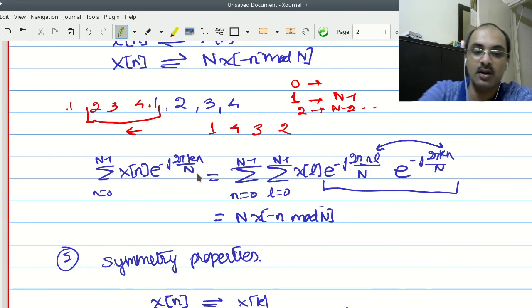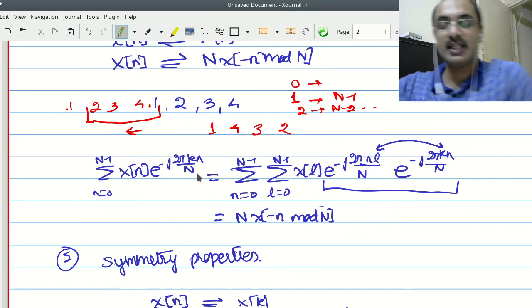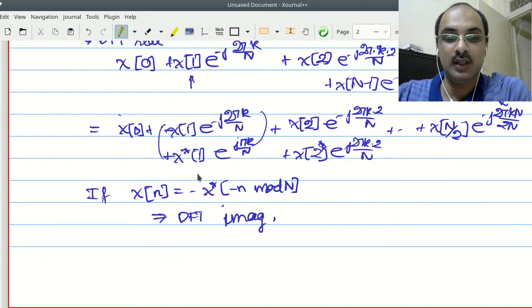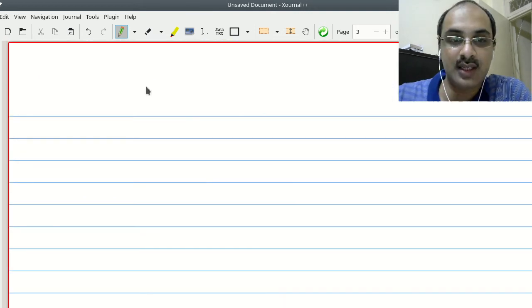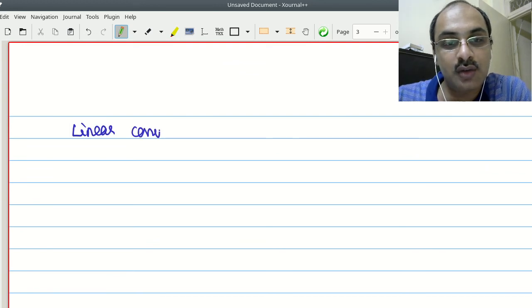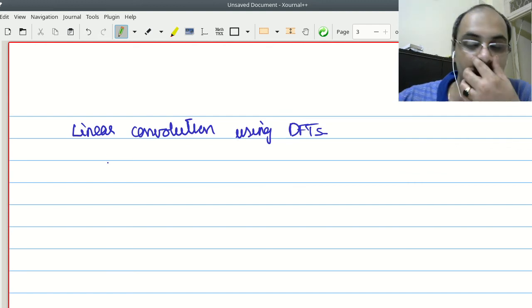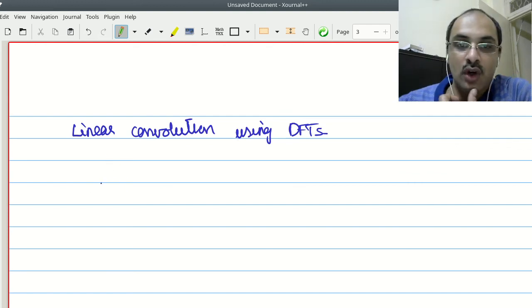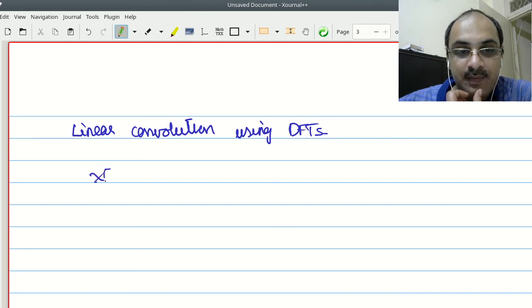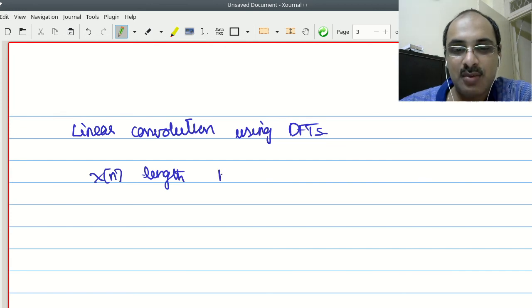Now there's one more interesting aspect of the DFT that I want you to know: you can perform linear convolution using DFTs. How do you perform linear convolution using DFTs? It's very simple. All you need to do is take xn, whose length is n, defined from 0 to n minus 1, and take yn of length m.